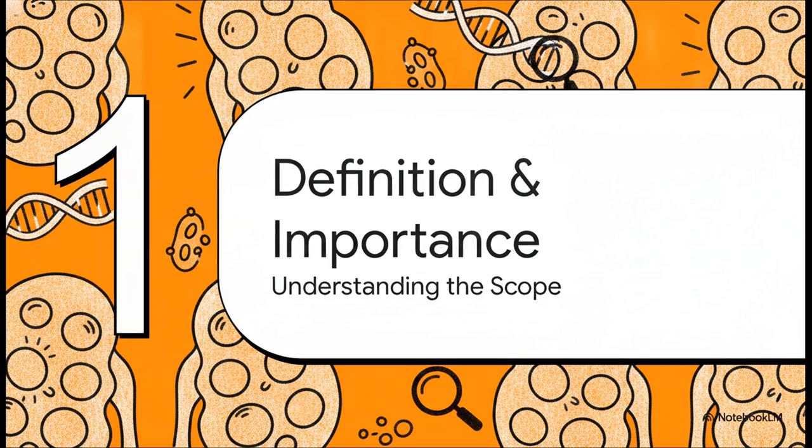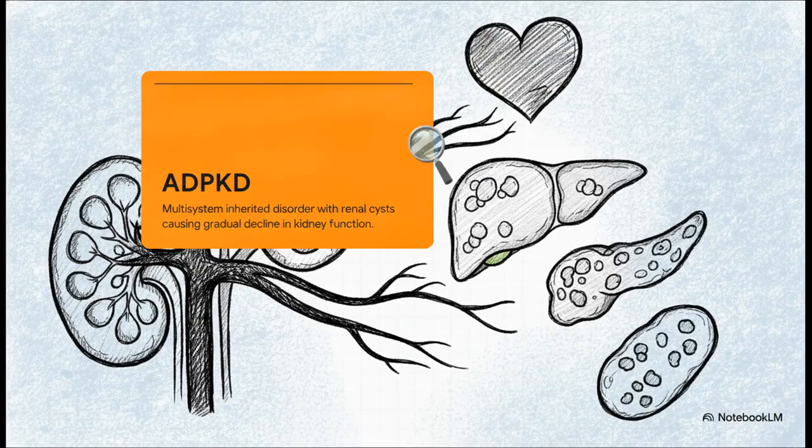Understanding the scope of the disease. So, what exactly are we dealing with? Well, ADPKD isn't just a kidney issue. It's actually a systemic, progressive, inherited disorder that gradually replaces healthy tissue with these clusters of fluid-filled cysts. Now, the kidneys are definitely the primary target, and they can become massively enlarged over decades. But it doesn't just stop at the renal capsule. This thing can involve the liver, the pancreas, the spleen, and even the cardiovascular system.